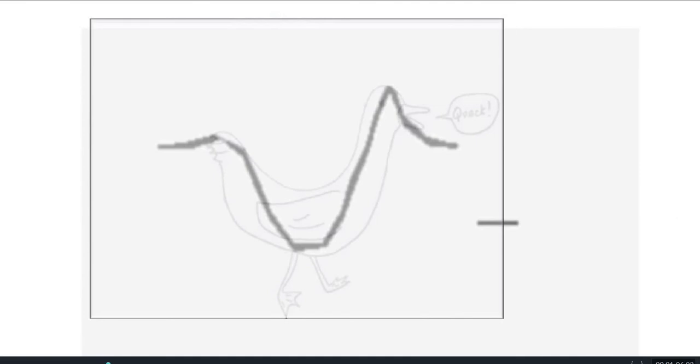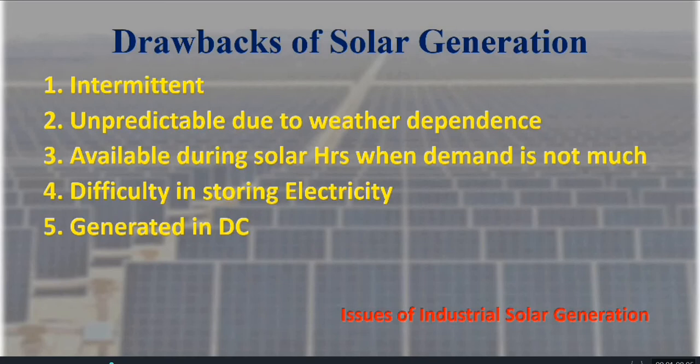Solar energy has a lot of drawbacks. Because of that, we have to smartly plan to use the solar energy. Now let's talk about the drawbacks of solar energy. Solar energy is intermittent because it is dependent on weather, and as it is very unpredictable to forecast the weather, it is very much intermittent. Further, it is available during the daytime only, that is the solar hours from maybe 5 in the morning to 5 in the evening.